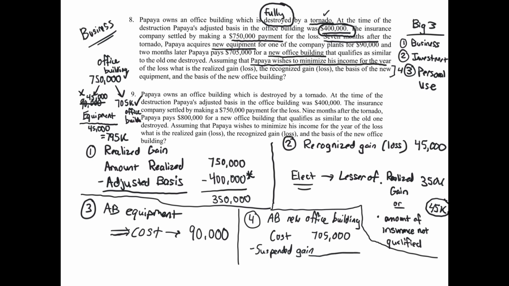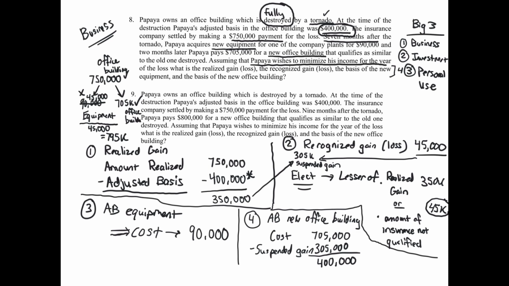How do we get suspended gain? You might remember this from the like-kind exchange problems. We take step 1 minus step 2. So step 2 is $45,000. Step 1 is $350,000. So $350,000 minus $45,000. That is a $305,000 suspended gain. So we take $705,000 cost minus suspended gain of $305,000. That gives us a basis in the new office building of $400,000.